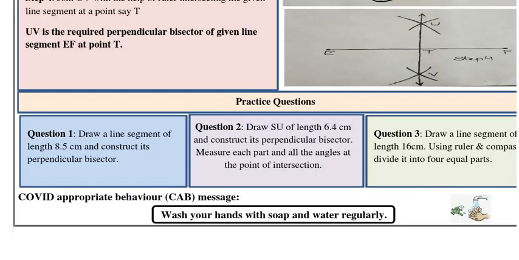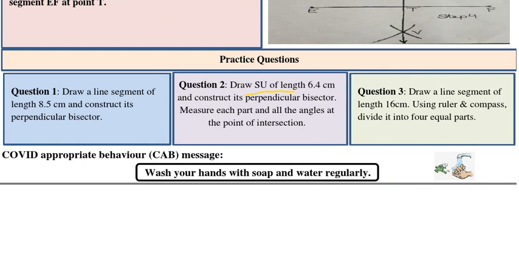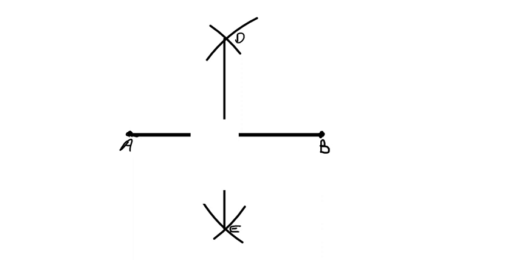Now the second question is: draw SU of length 6.4 centimeter and construct its perpendicular bisector. Measure each part and all the angles at the point of intersection. So what is this saying to us? You can see if we come down, just a second.